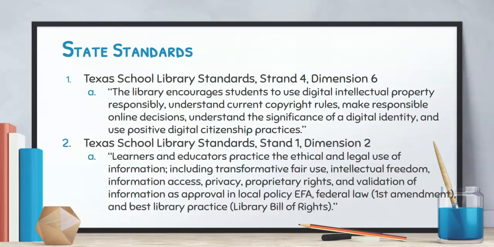The second one would still be with the Texas School Library Standards. That'd be Strand 1, Dimension 2. So that'd be learners and educators practice the ethical and legal use of information, including transformative fair use, intellectual freedom, information access, privacy, proprietary rights, and validation of information as approval in the local policy EFA, federal law, First Amendment, and best library practice in the Library Bill of Rights.